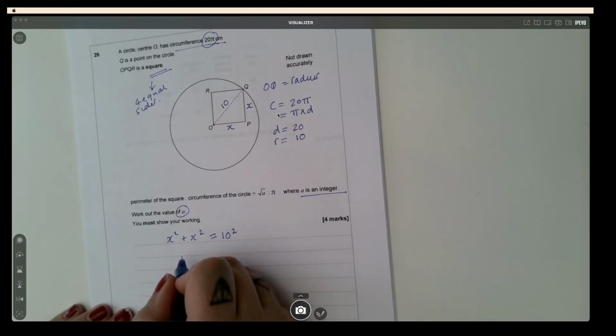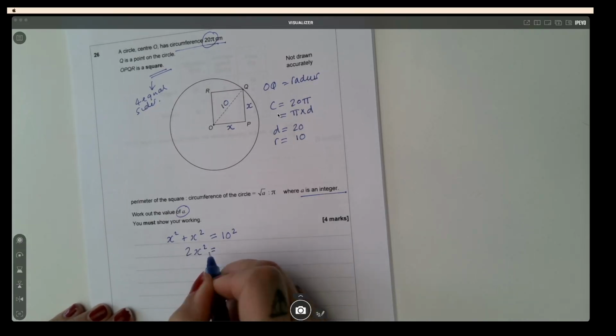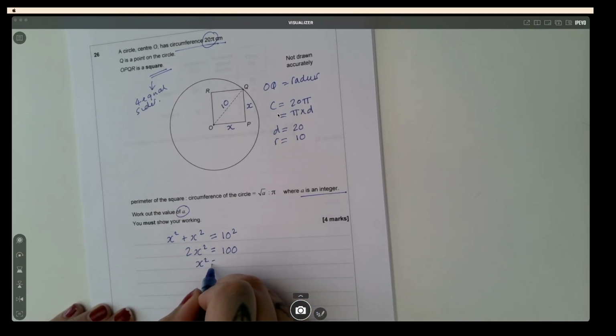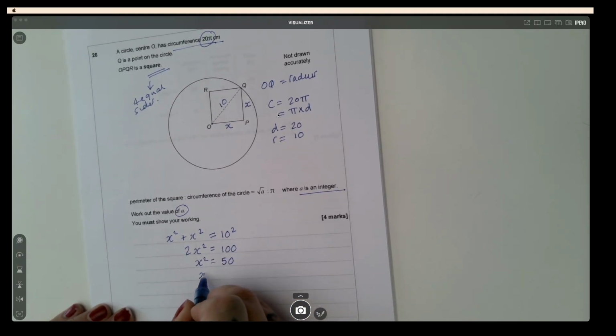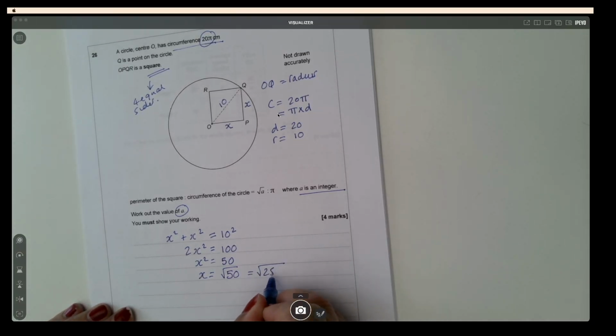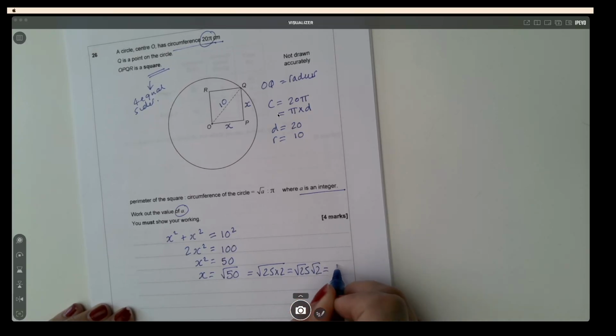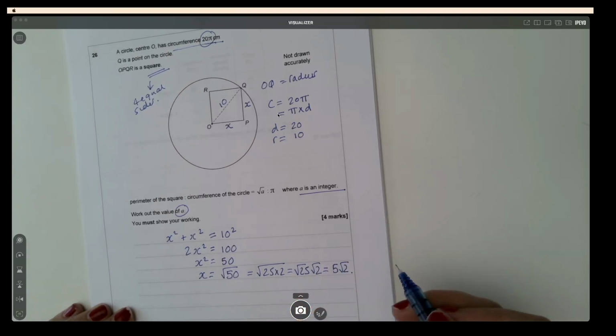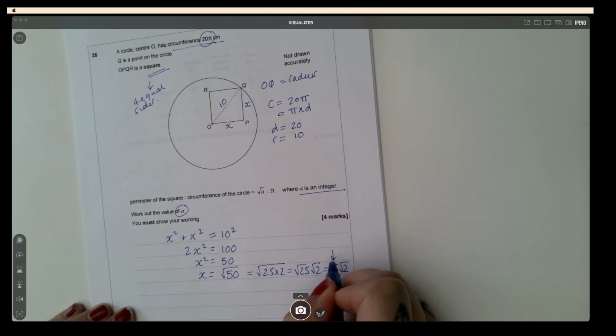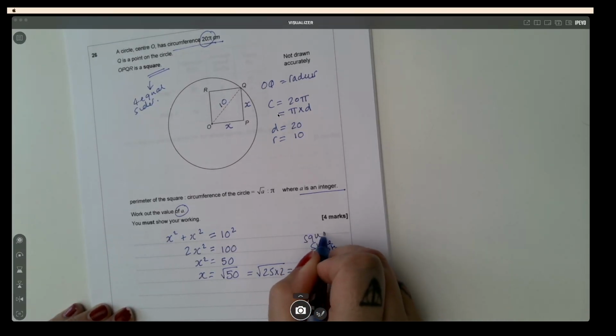So x squared plus x squared is 2x squared. 10 squared is 100. So x squared is equal to 50. So x is equal to the square root of 50. Now I'm going to simplify the square root of 50. So that can be 25 times 2, which is root 25 root 2, which is 5 root 2. So this is now the side length for the square.